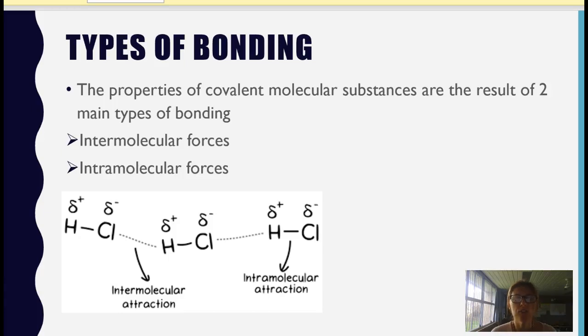Hi and welcome back to Properties and Structures of Matter, and we're looking at the final inquiry question, which is bonding. And today what we're looking at is different types of bonding that we have.